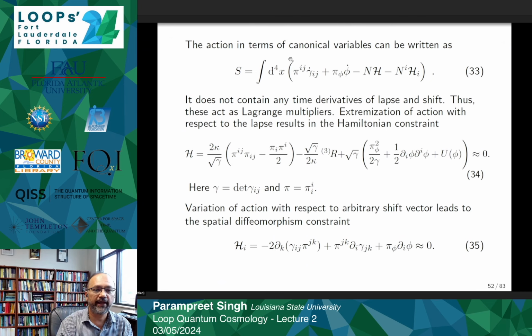Now you can write down the action in terms of the canonical variables, and since it does not contain any time derivatives of lapse and shift, they are like Lagrange multipliers. The extremization of this action with respect to the lapse results in the Hamiltonian constraint, where gamma is the determinant of gamma_ij, and pi is pi^i_i. That is why I got rid of 8 pi G, and I'm using kappa everywhere. And the variation of this action with respect to the arbitrary shift vector leads to a spatial diffeomorphism constraint. So this is the Hamiltonian constraint, and equation 35 is the diffeomorphism constraint.